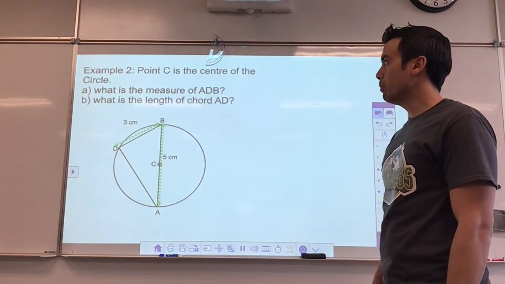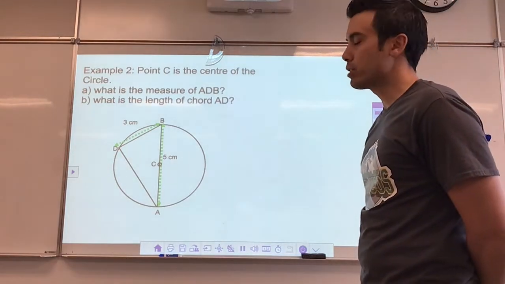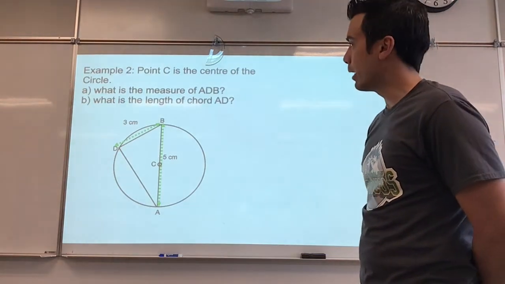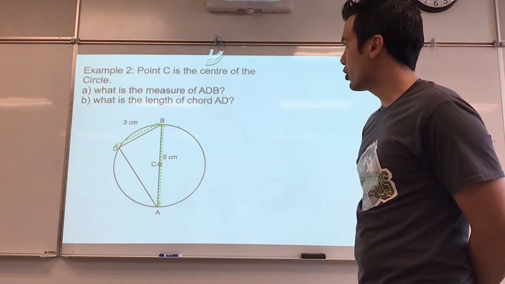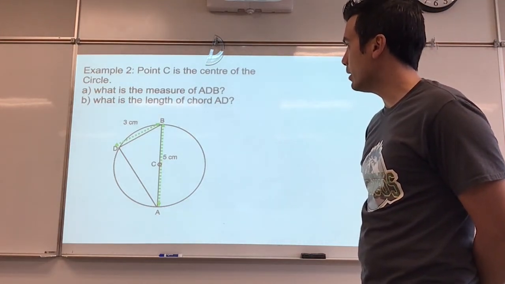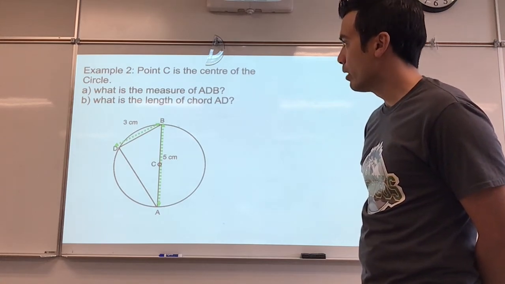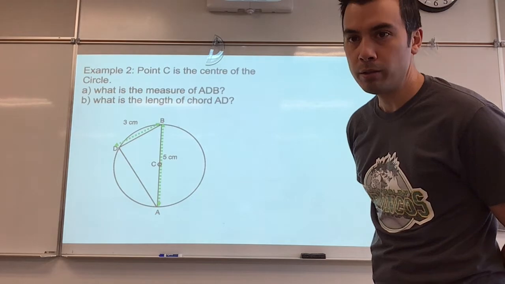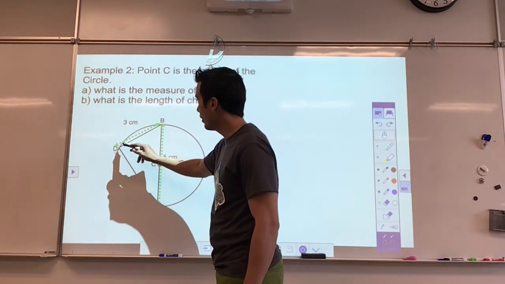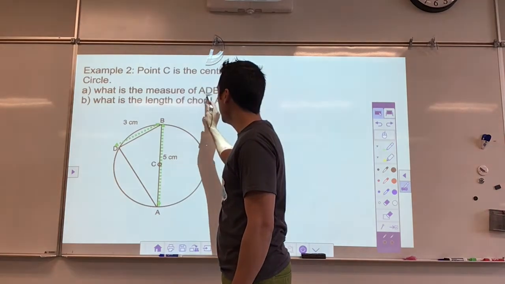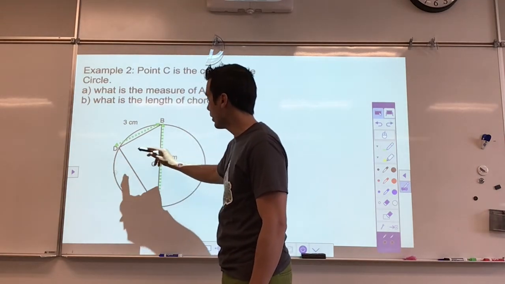Next up, example 2. Point C is the center of a circle. That's always important because now we know that we're dealing with the diameter up there. What is the measure of ADB? Okay, so that's an angle measurement here. What is this angle right here? D is where my vertex is, so I'm looking for this angle right here.